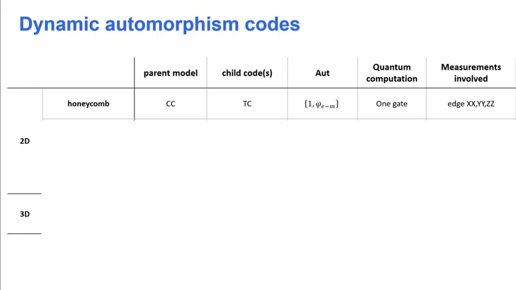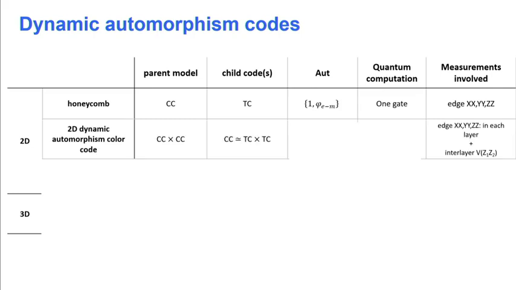Now I'd like to put the dynamic automorphism codes that we have so far on the same footing. So the simplest example, again, is the honeycomb code: the parent model is the color code, and the child code, meaning the actual code that is realized at every instant in time, is the toric code. The family of these codes gives us only a trivial or EM automorphism, which is not much for quantum computation. In our work, we construct a less trivial example, which we call the dynamic automorphism color code, because the instantaneous code for it is a color code, which is two copies of the toric code, and the parent model is just twice that of the honeycomb code. And that can be done mostly by two-qubit measurements.